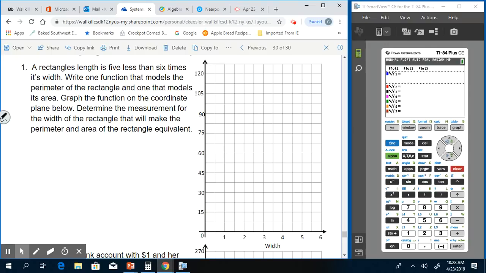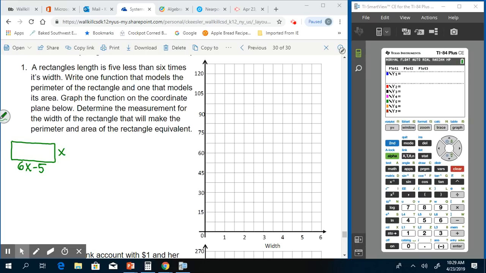All right, so we have width is going to be our x and length is going to be our y. Let's start by just drawing out a little picture here. Might make it easier. We know that the length is 5 less than 6 times the width. So the width is going to be x and the length is 6x minus 5. So now we have 1 for the perimeter and 1 for the area. So I lied. Y is not going to be the length. Y is going to be our answers for perimeter and area.